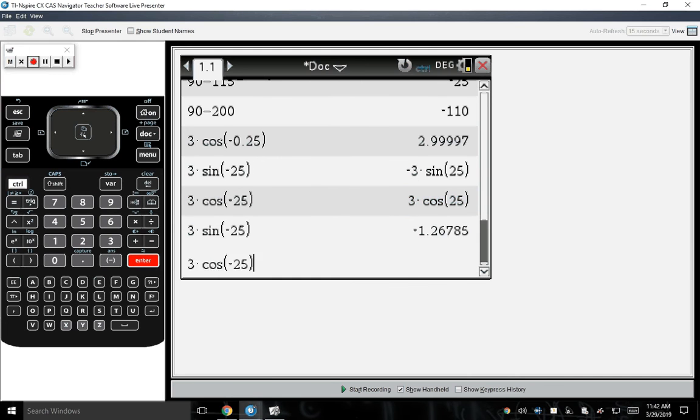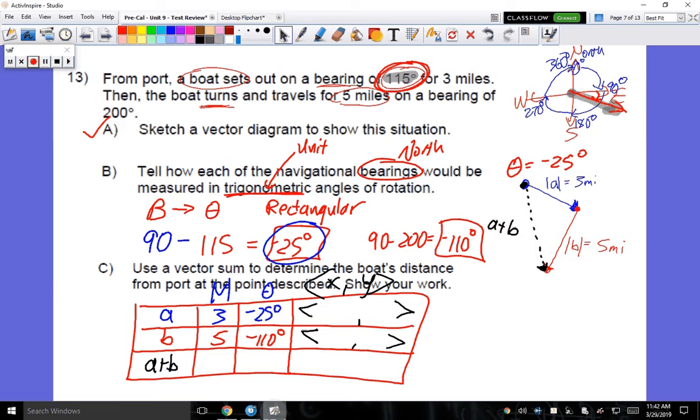And then control answer, so that we get our components. So our components are in fact going to be 2.7189 for the x value, and negative 1.268 is the component for the y value.